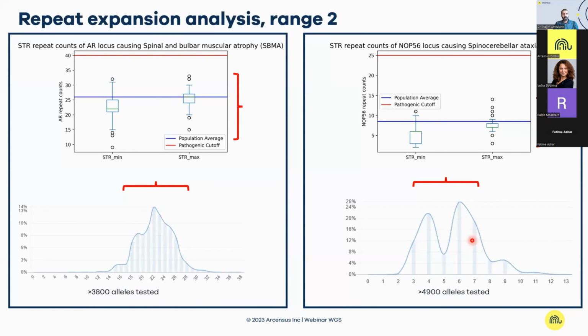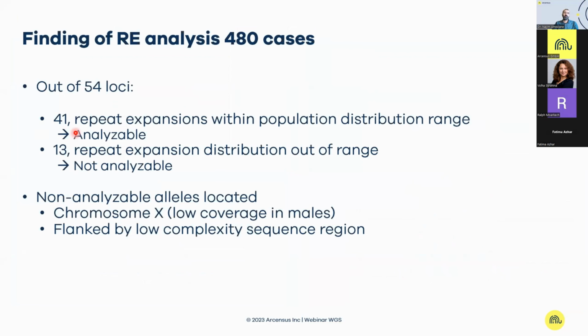So for the majority of the cases, when we looked at all these 54 loci, indeed, 41 repeat expansion regions were within the population distribution range. So therefore, we consider those 41 loci as analyzable. However, we also had 13 loci that demonstrated repeat expansions with a distribution that is out of range. And therefore, we considered those as not analyzable.